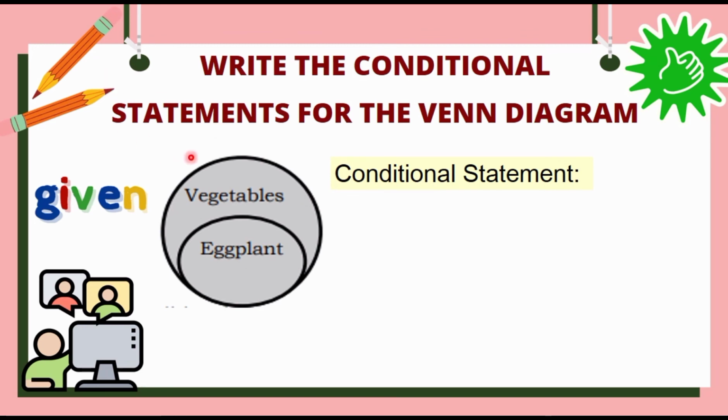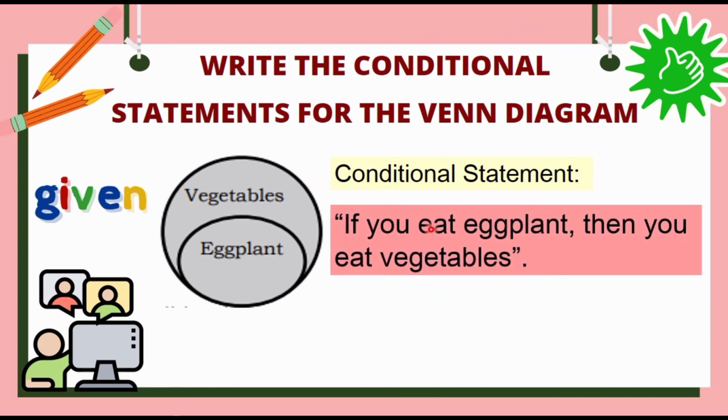Okay, let us have the second Venn diagram. Let us write this as a conditional statement. As you can see, nandito yung eggplant natin, and then yung pinakamalaking circle natin, that is our vegetables. We are about to rewrite it as a conditional statement. So let us have this: if you eat eggplant, then you eat vegetables. Tama naman. Since nandito yung eggplant natin, kung kayo ay kumakain ng eggplant, therefore, you eat vegetables. That is the corresponding conditional statement of the given Venn diagram.